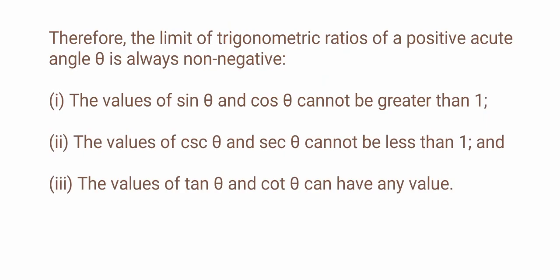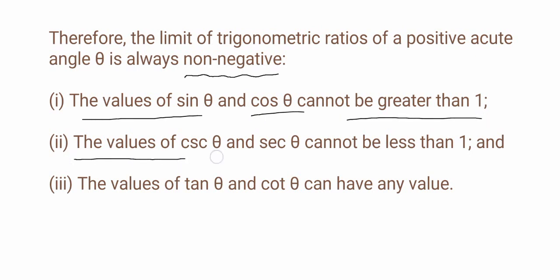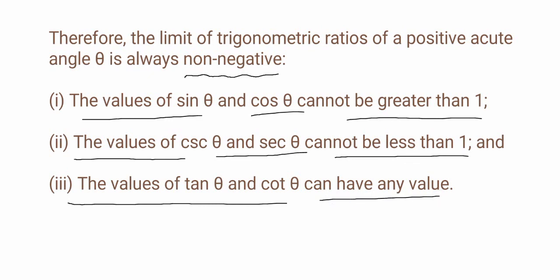Just recap what we have seen. Therefore, the limits of trigonometric ratios of a positive acute angle theta are always non-negative, means always positive. The value of sin theta, cos theta cannot be greater than 1. The values of cosec theta, secant theta cannot be less than 1. And the values of tan theta, cot theta can be any value.